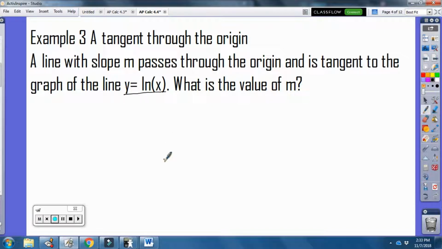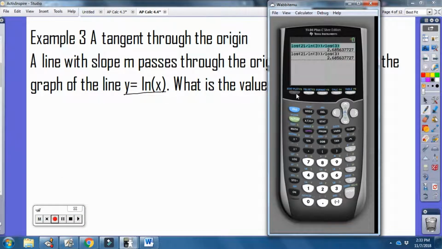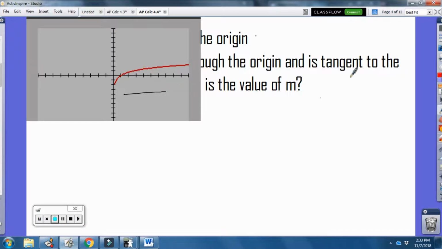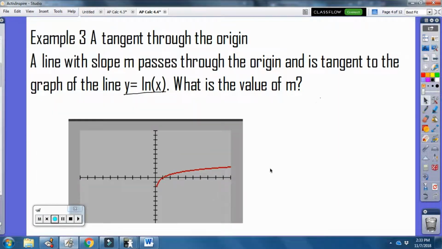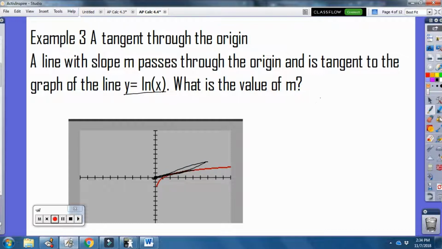what does y equals natural log of x look like? So in case you forgot, y equals natural log of x, I've already got that in here. I'm just going to graph just the red function here. So it's this curve here. I want to know what is the tangent that touches through the origin and touches this point. So I have to find out what that tangent is.